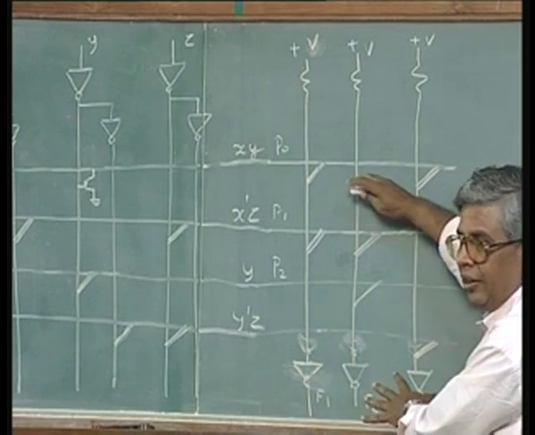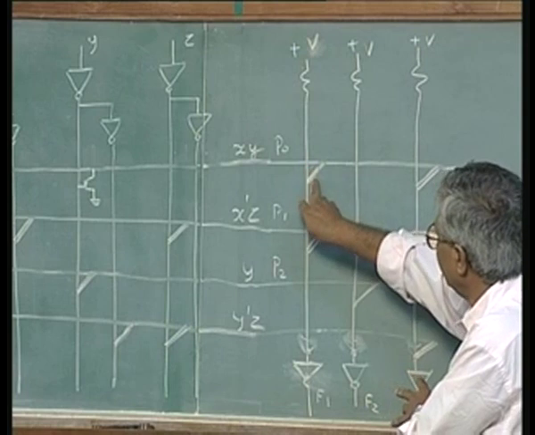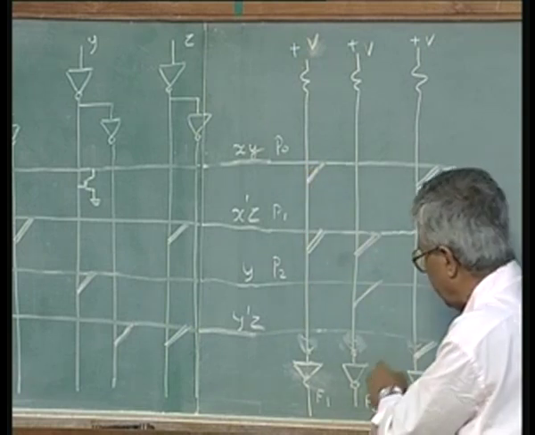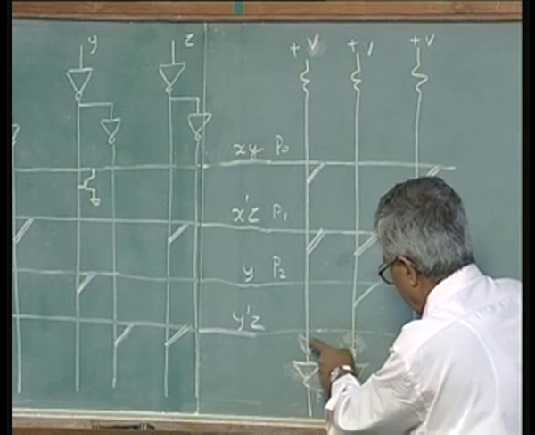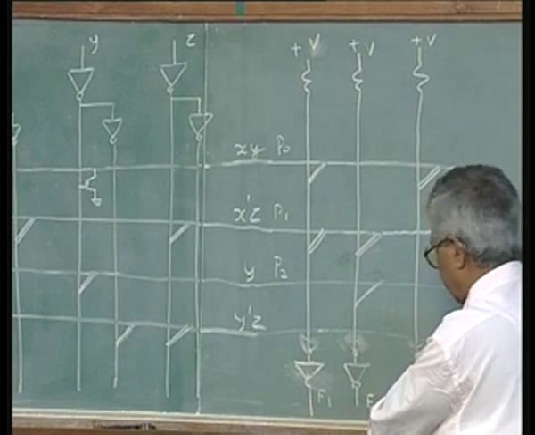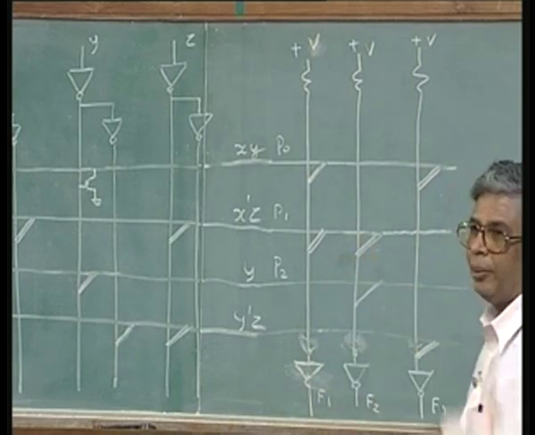Because I am going to pull this down, when I pull this down everything, this becomes NOR with an inverter and becomes F1, F2, F3. So this is the actual way it is implemented inside.